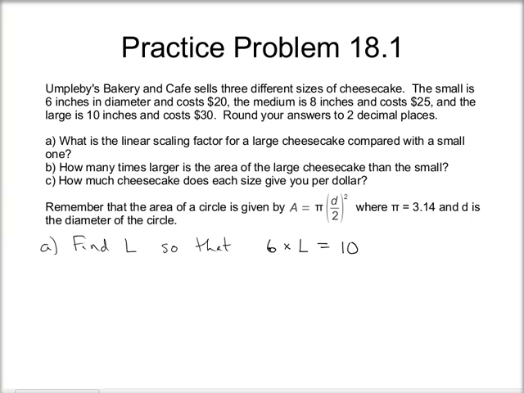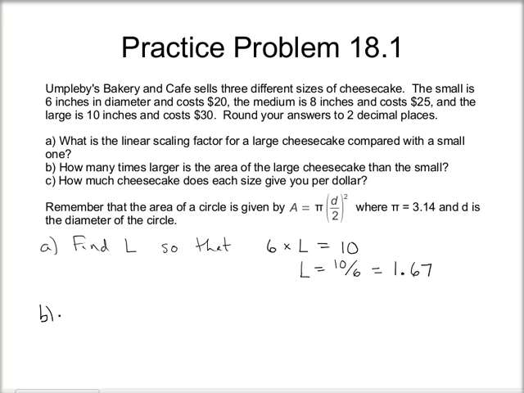So to solve this equation, we just need to divide both sides by 6. So L is going to be equal to 10 divided by 6, and if I put that in my calculator and round to 2 decimal places, that's equal to 1.67. So that is the linear scaling factor to get from the small cheesecake to the large cheesecake.